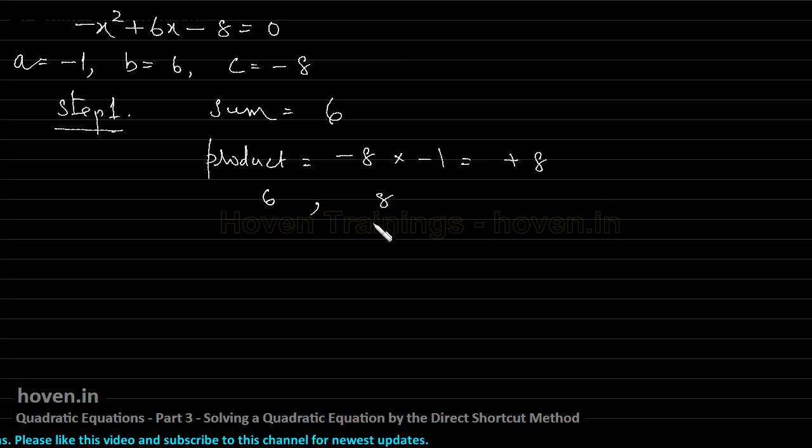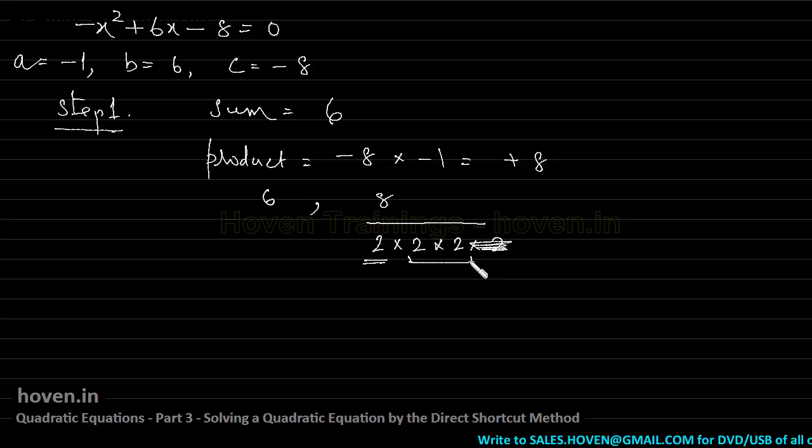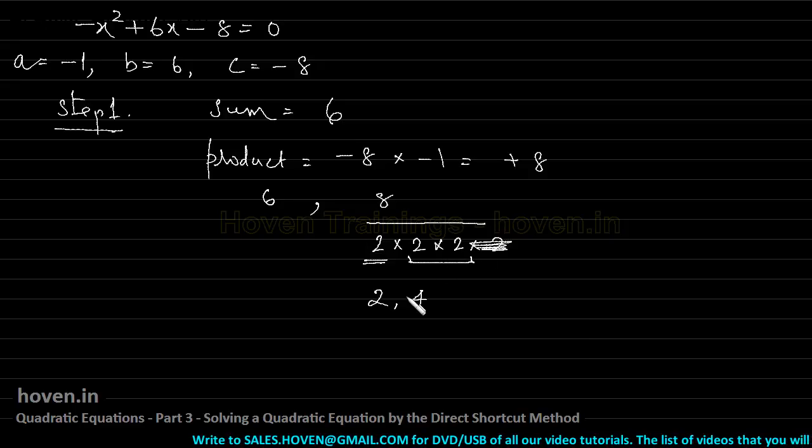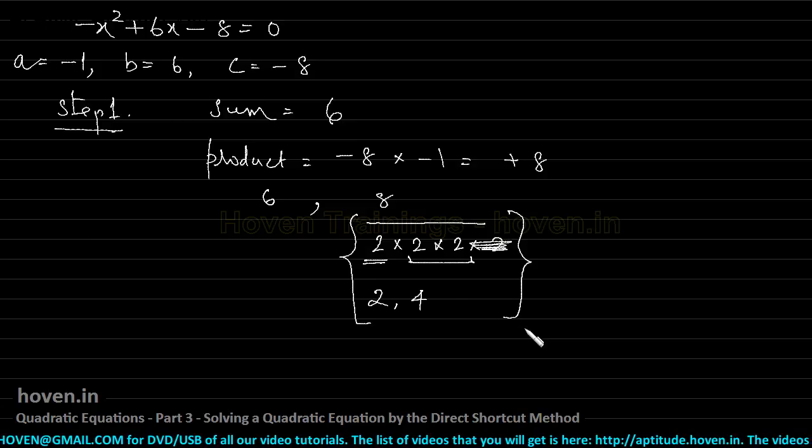So I'm scratching my brain to find two numbers whose product is 8 and whose sum is 6. In case you find difficulty, you can try this approach. Write 8 as 2 into 2 into 2. That is, factorize out 8. Now you can think of pairs out of this. If we keep 2 to one side and join these two, 2 and 4 are going to be those numbers. Out of this, we have found two numbers which add to 6 and which multiply, of course, to 8. This is one technique that you can use, although this might not work in all the cases.